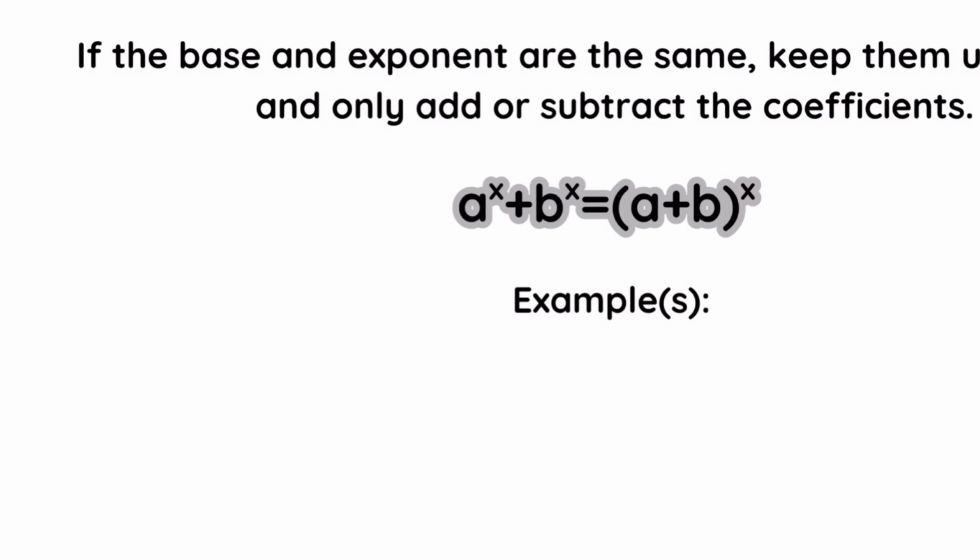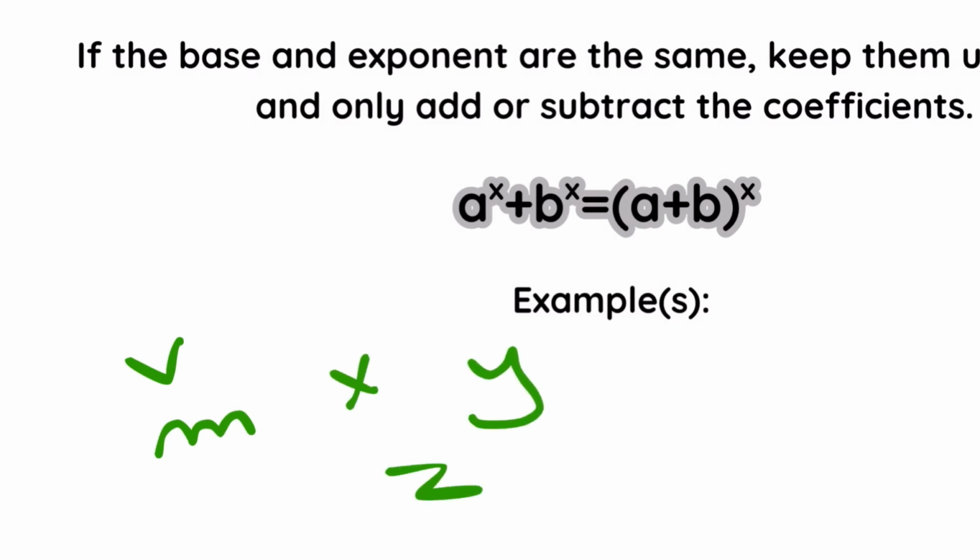So the base can be a letter or a variable. It can be v, for example, m, x, y, z, literally anything. And the exponent is the exponent. And the coefficient is the number that is in multiplication with my base. Okay? And the formula is this. If I have the same base and the same exponent, I am going to add or subtract the coefficients and keep the base and the exponent the same.